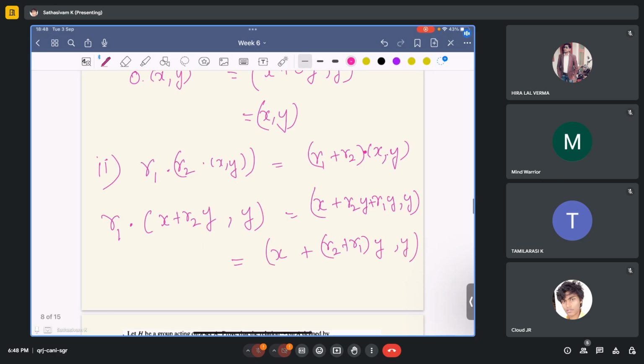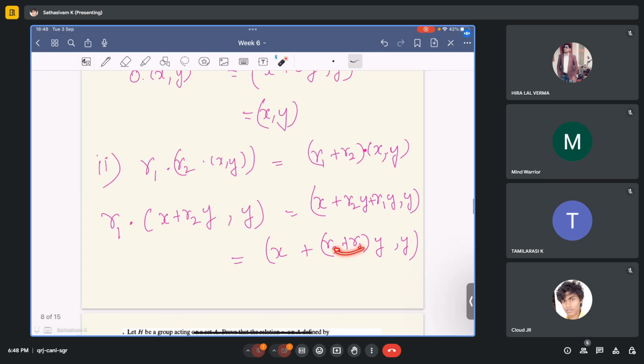But this is the same as R1 plus R2, so this commutes. It's an abelian group, right? So it commutes. So this is basically R1 plus R2 times XY. Just apply the definition, and you will get this.